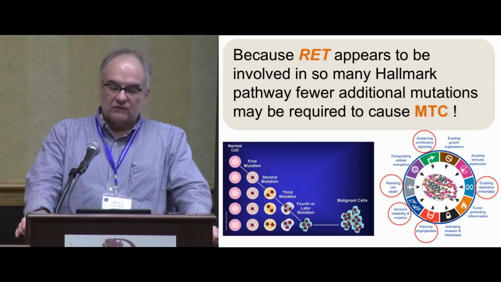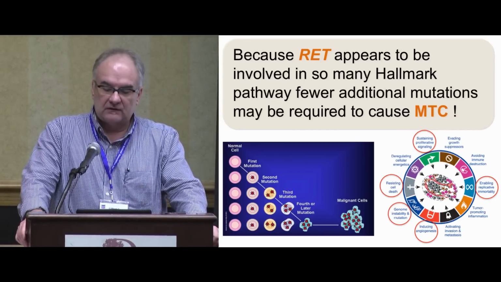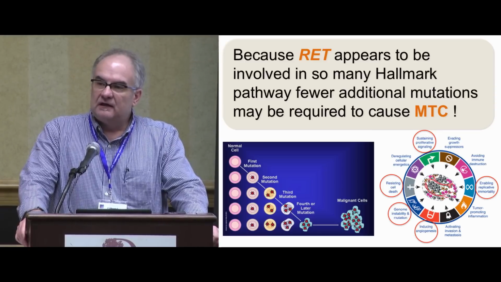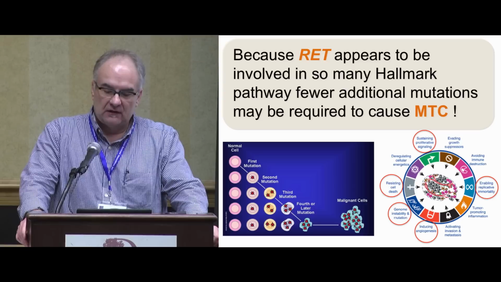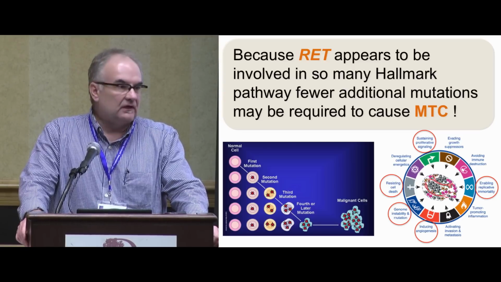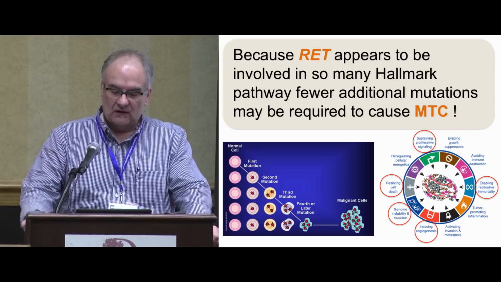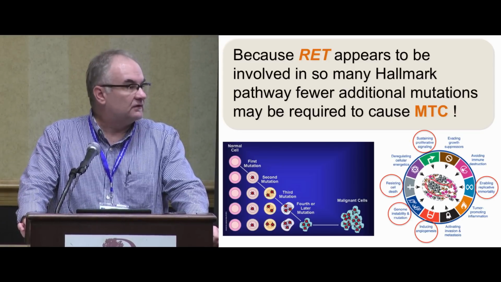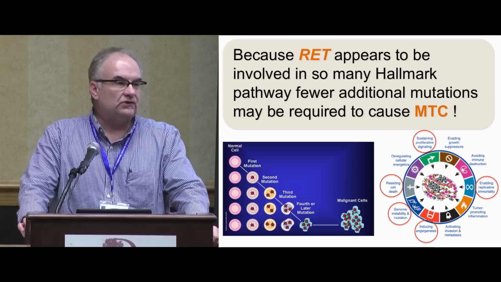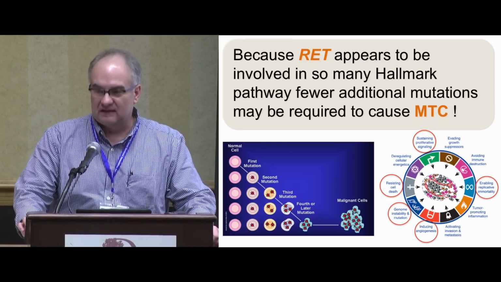So because RET appears to be involved in so many hallmarks, it may be that if you have a RET mutation or are born with a RET mutation, you need fewer additional mutations in order to get cancer. Because we can show, or at least infer, that RET is involved in at least 5 of these hallmarks. And so it's unfortunately a bad gene. I can't say it more easily.